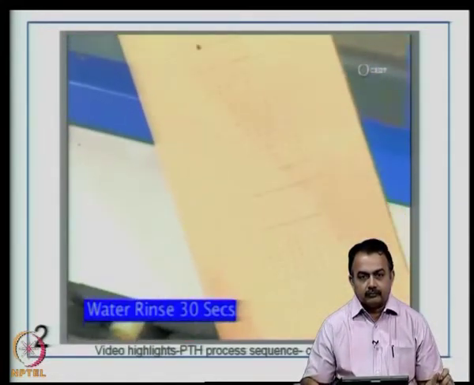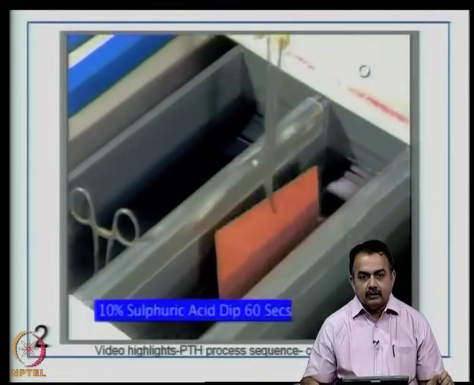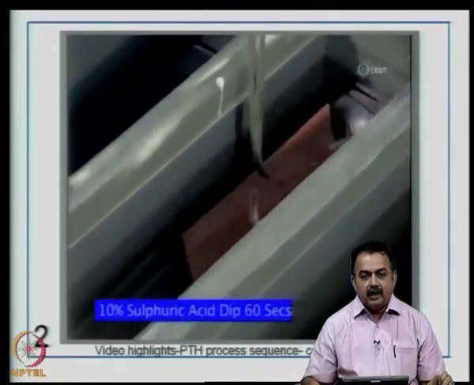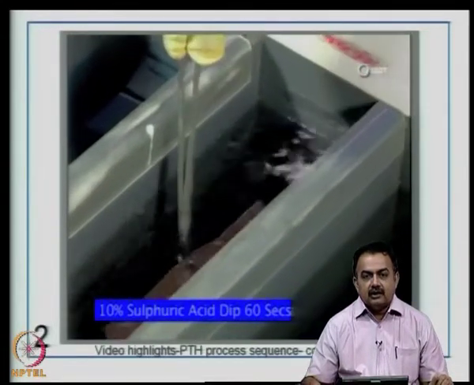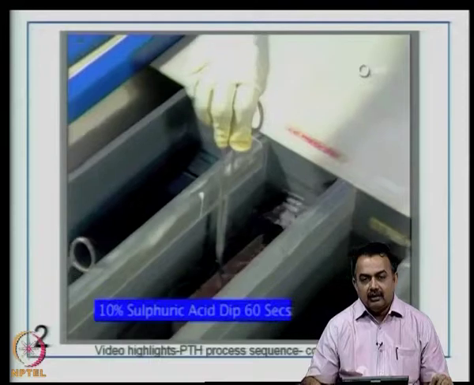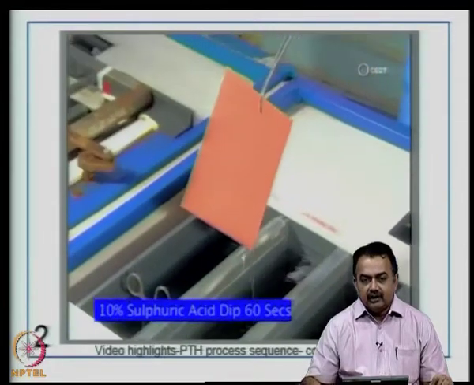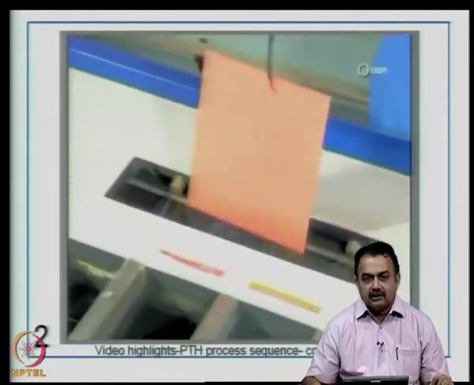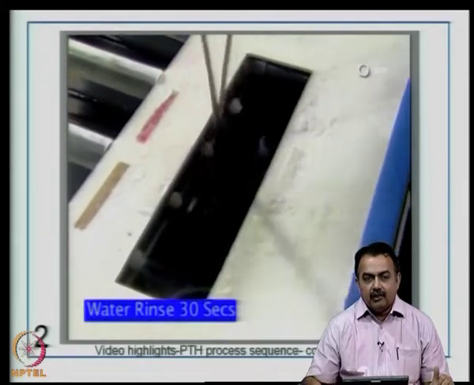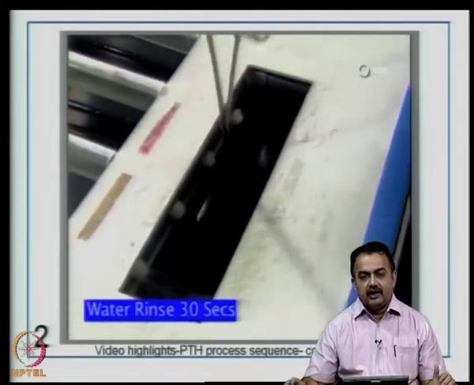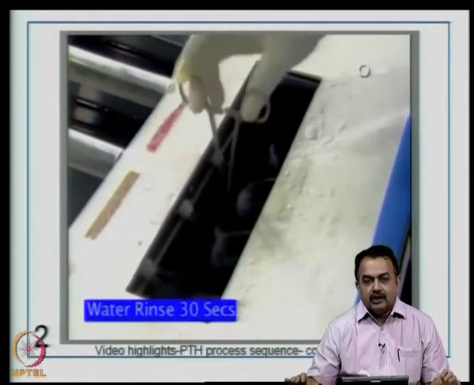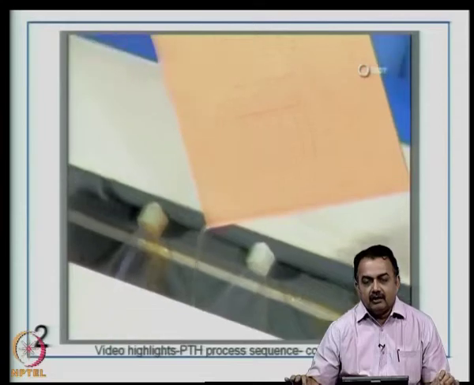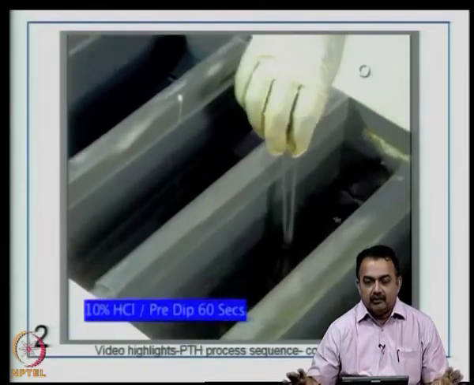Now, this is followed by an acid dip, 10% sulfuric acid solution for about 60 seconds, to neutralize all the etchant, if any, that is present on the surface as well as in the through hole. This is followed by a water rinse. You can see after any chemical dip we do a water rinse, because there should be no transfer of one chemical from a tank to the adjacent tank, which can be a different chemical.